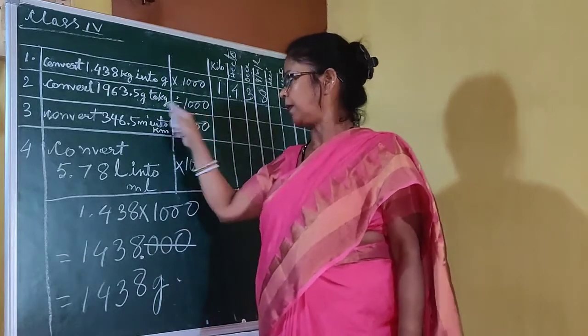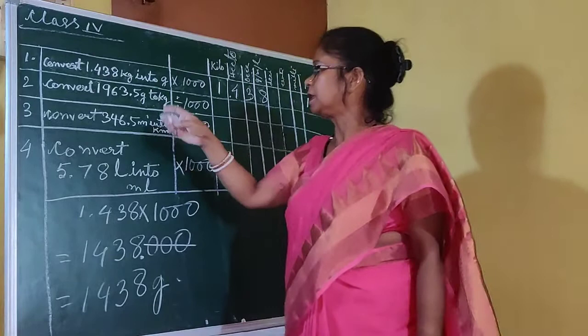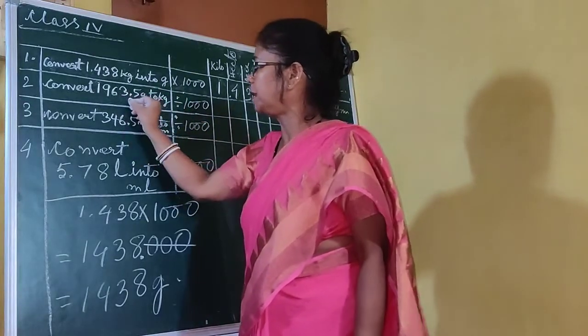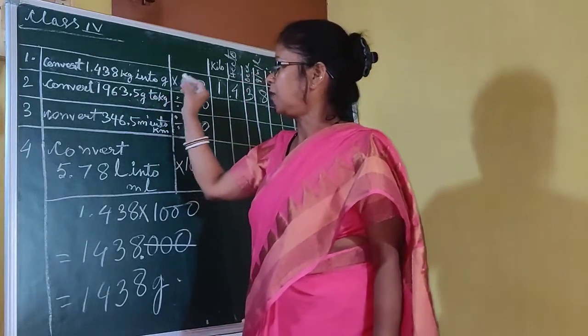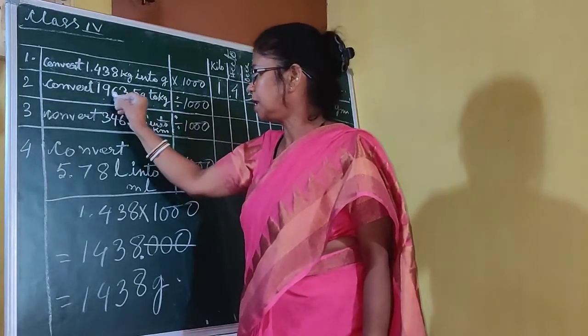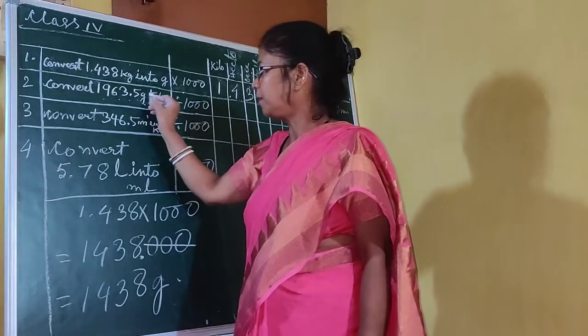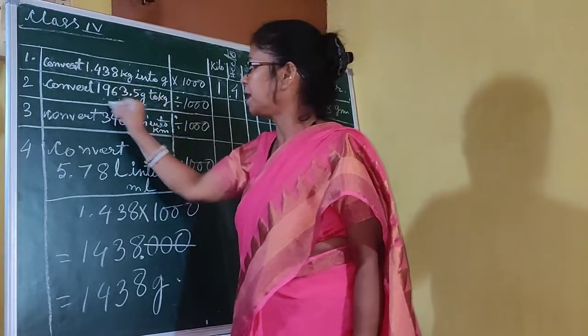Then this one, gram to kg, is the opposite, reverse. So you have to divide. Smaller unit to greater unit, divide. So for this number, see what number is before the decimal and what unit is written there. That means 1963.5 gram. So this whole number is in gram.